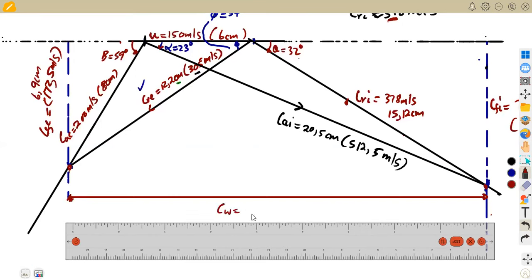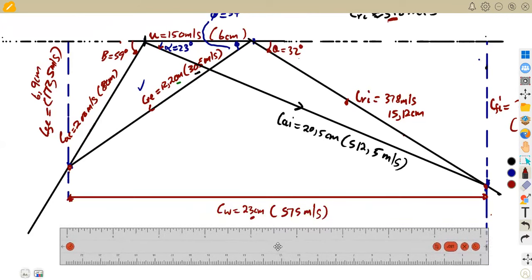So that's what we're going to measure, which is going to be 23 centimeters. If you measure properly, that was going to be 23 centimeters, all right? So in terms of centimeters, we've got 23 centimeters. You measure properly with your ruler, guys, all right? Then convert this to meters per second. Remember, 1 centimeter is 25 meters per second. So we're going to multiply by 25. So that is going to be 575 meters per second. If you multiply that by 25, go back to the conversion.